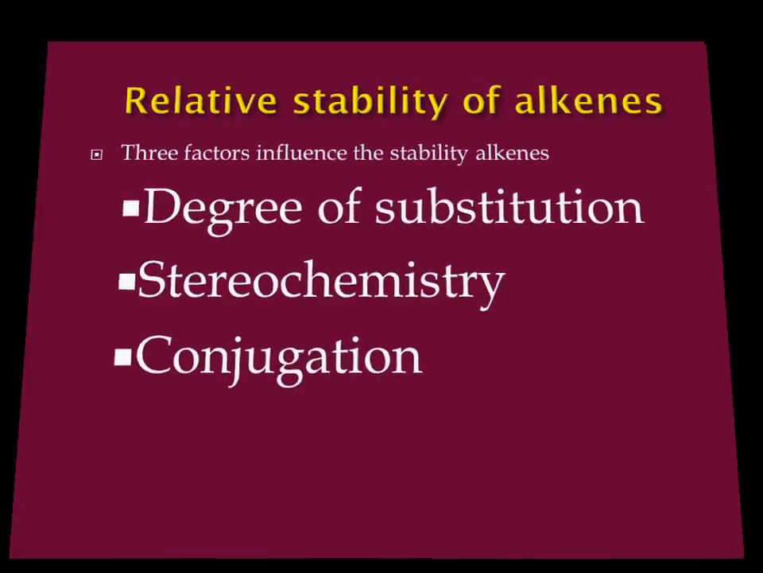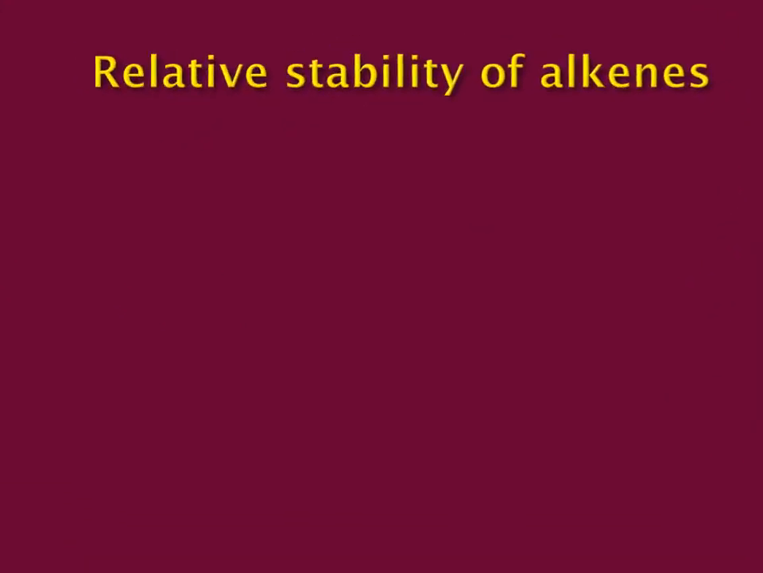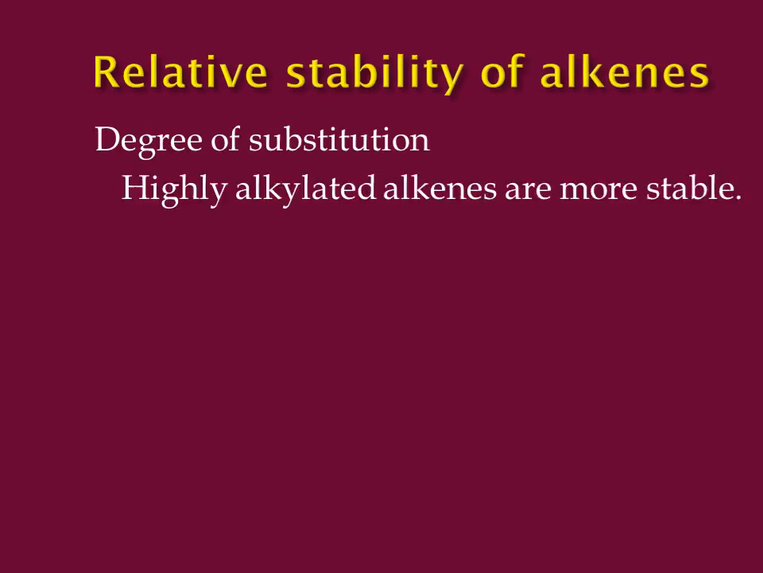Students, the first factor is degree of substitution. Now, what do I mean by saying degree of substitution? It means how many alkyl groups are present across the double bond. Now, when alkyl groups are present across the double bond, then highly alkylated alkenes are more stable as compared to less alkylated alkenes. Let us understand this phenomenon by examples. Look at this first molecule.